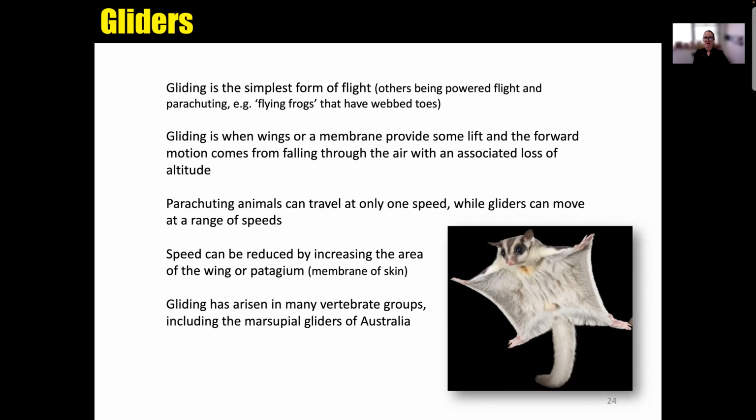And while parachuting animals can only travel at one speed, gliders can actually travel at a range of speeds and manipulate their speed. So speed can be reduced by increasing the area of the wing or the patagium, which is a membrane of skin used for gliding. Gliding has arisen in many vertebrate groups, including the marsupials.